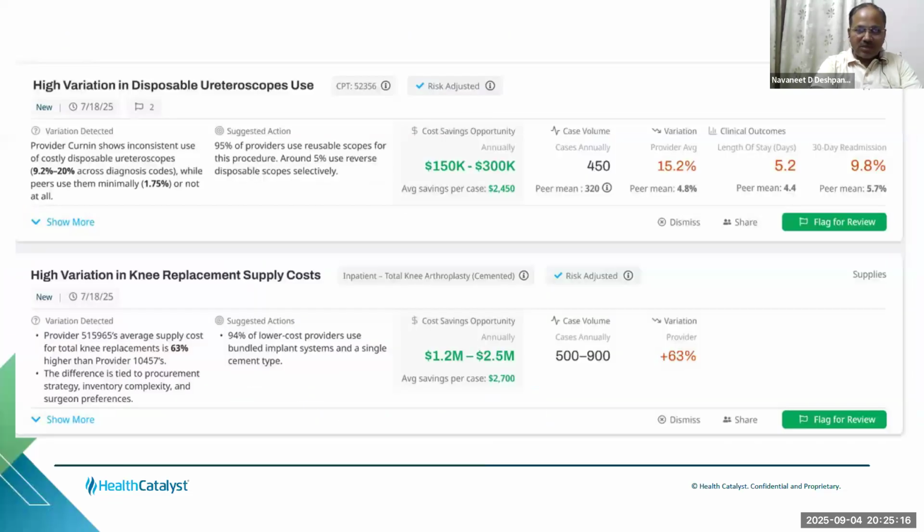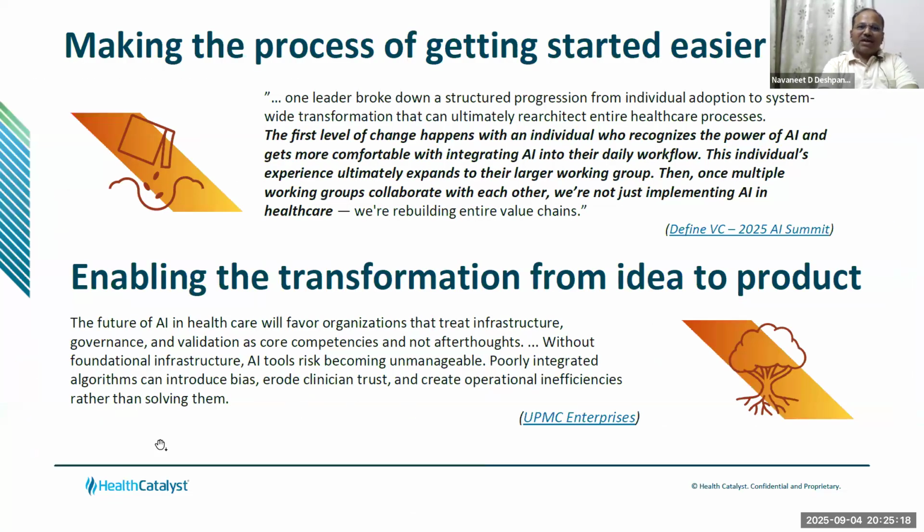So these things should enable the transformation from idea to the product. Okay, so the future of AI in healthcare will favor organizations that treat the infrastructure, governance, and validation as core competencies and not afterthoughts. What this means is, it is not added as an aftermath of something happening. It is essentially used because it is very much essential for running the organization. So it should be like that.